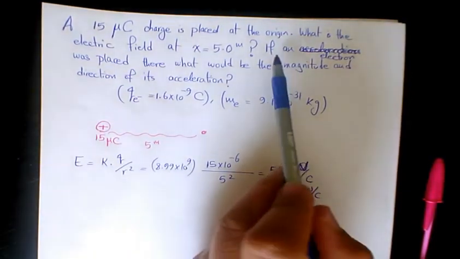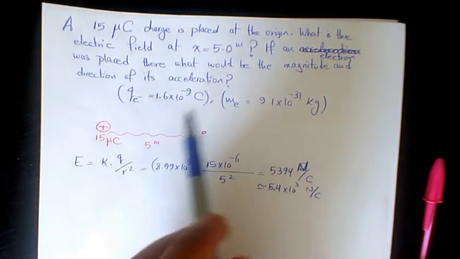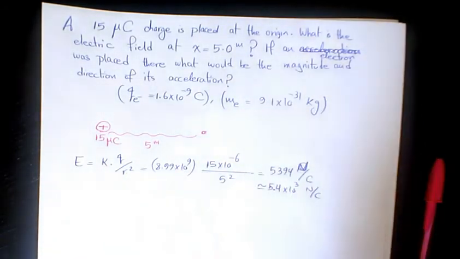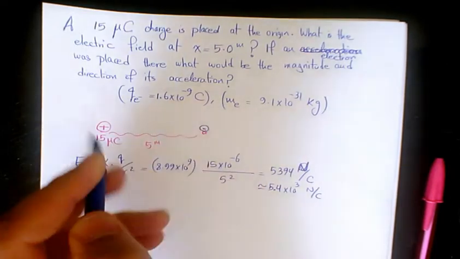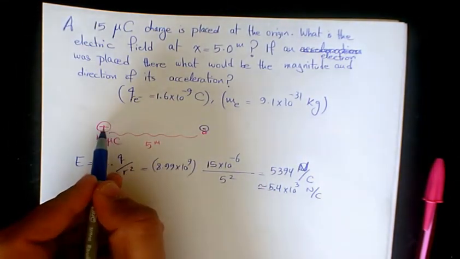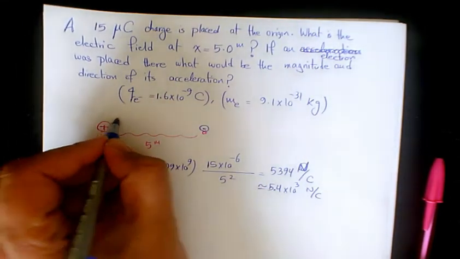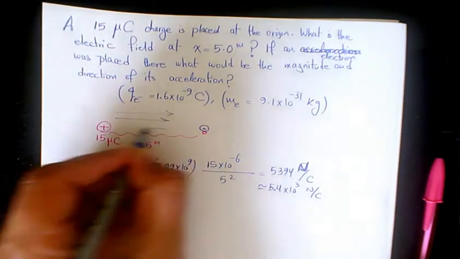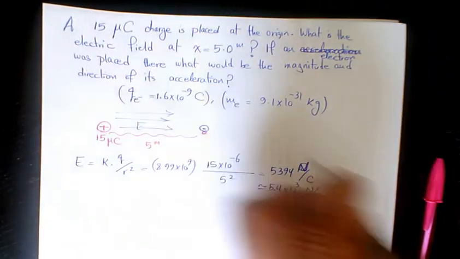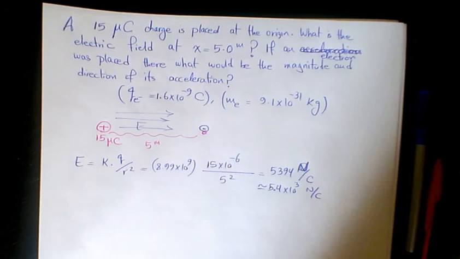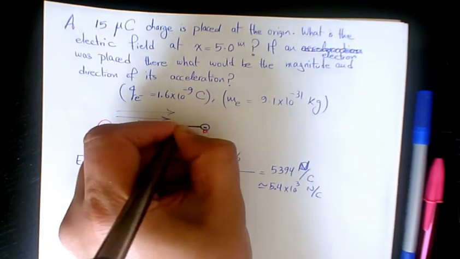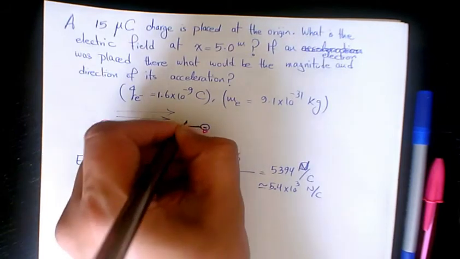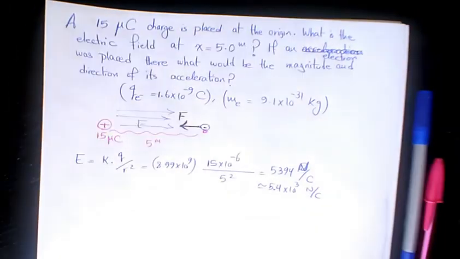And it says if an electron is placed at this point, what is going to be the magnitude and direction of the acceleration? So since this one is positive and the electric field is going to be this way, and since we have a negative charge in this case, the force is going to be experienced to the left.